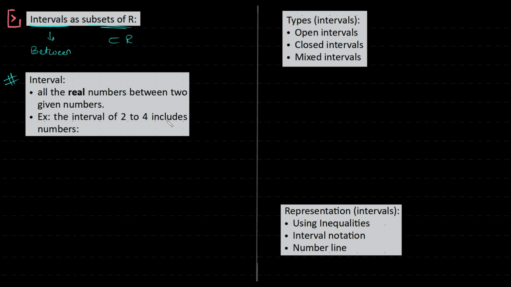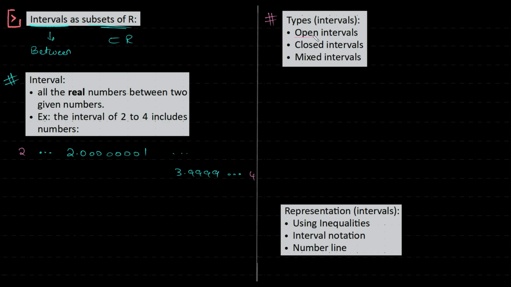The interval of 2 to 4 includes numbers like 2.00000001 to 3.9999. Of course, this is not the closest, this is not the farthest. We can have a lot of numbers before this and a lot of numbers after this. So basically it includes all the numbers, right? But the question is, will it include 2 and 4? That depends. Depends on what? The type of interval we are talking about.